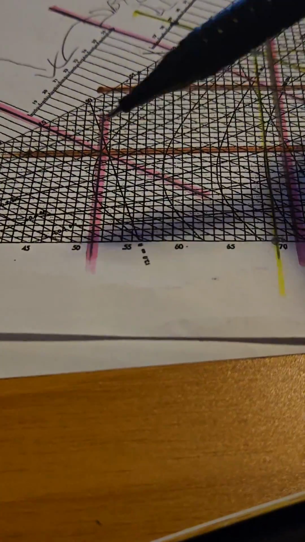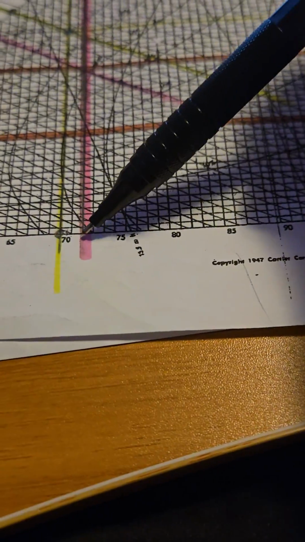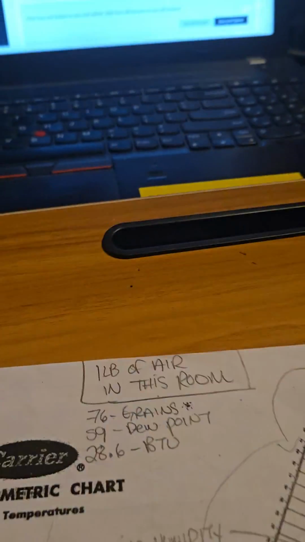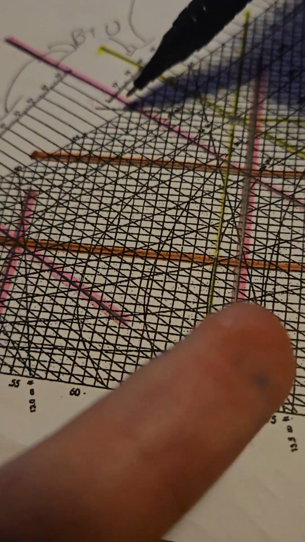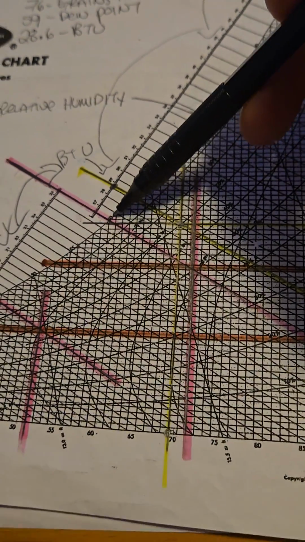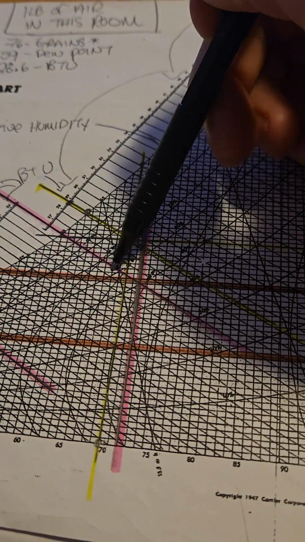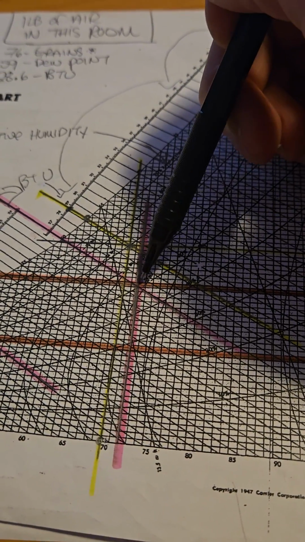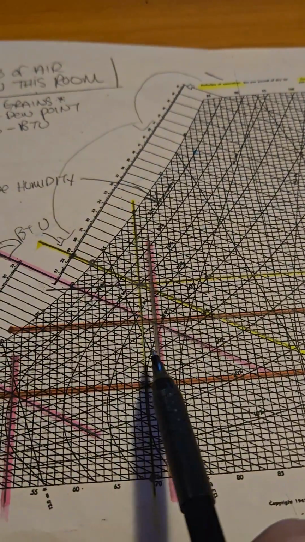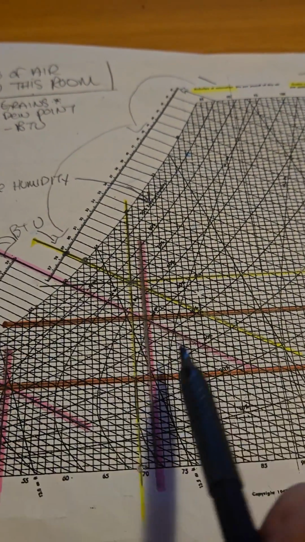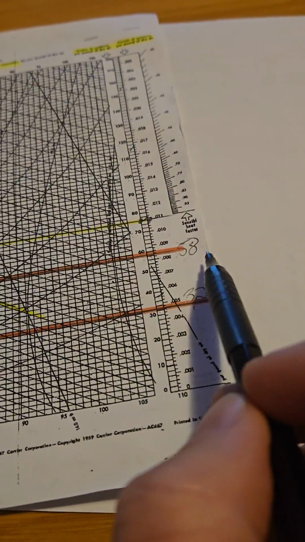Now take your 52, zoop, take your 72, zoop. In the question, it says the return air wet bulb is 60 and 45 for the supply. So we go to 60. Again, wet bulb is always diagonal. Draw that. 60. Draw it till it intersects with that line. And you can get your BTU, you can get your dew point, you can get your grains. We're focused on grains, right? So, boom, boom, that gives us our point. We draw this across to get our grain of 58.